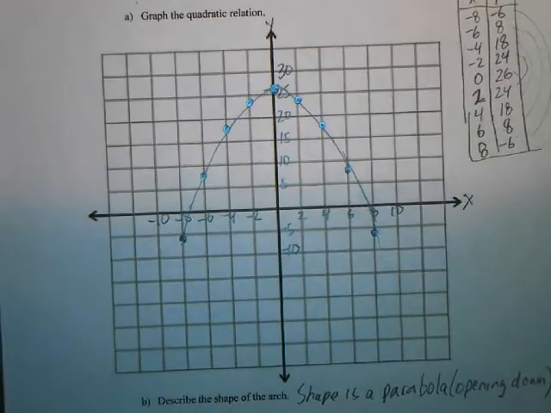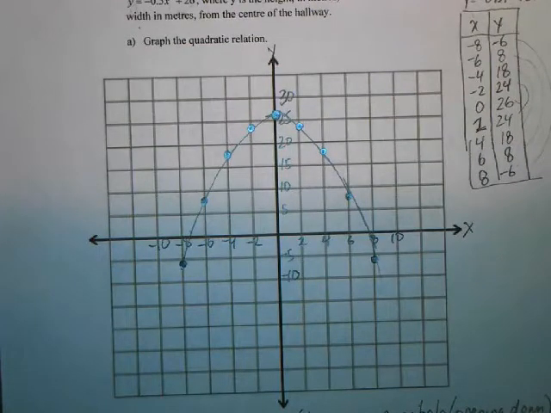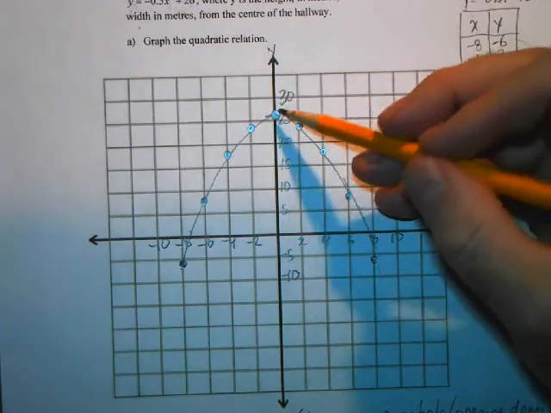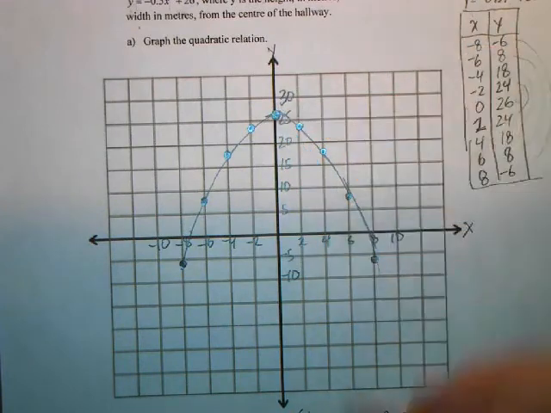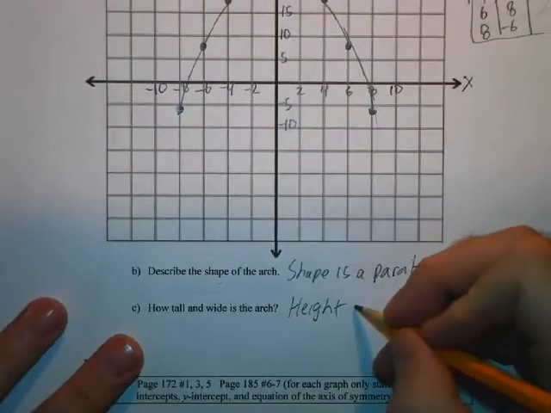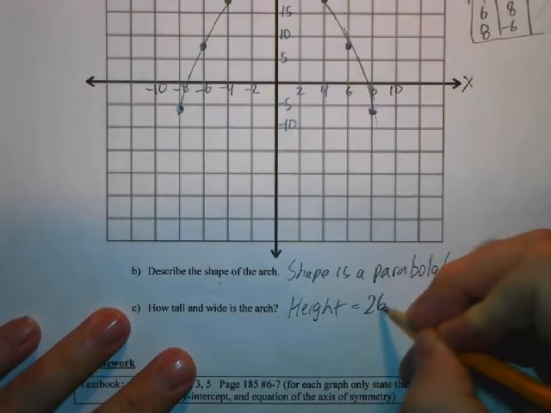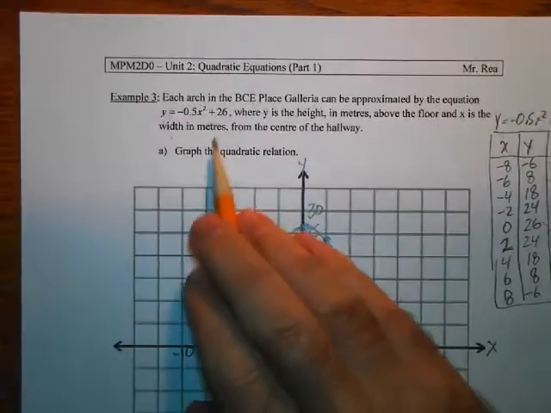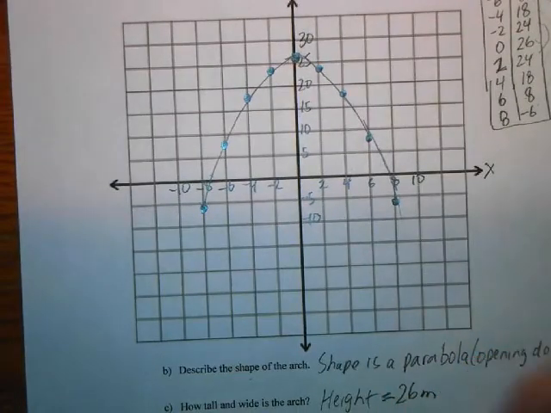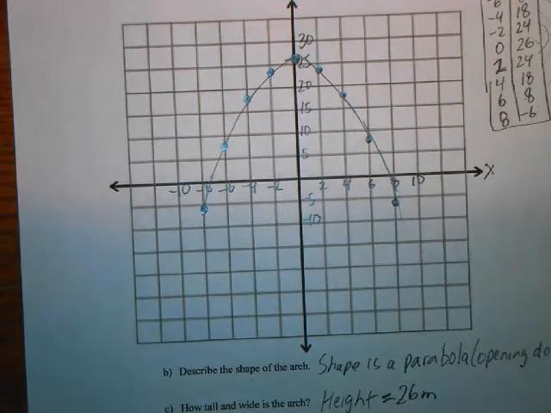Okay, how tall? Well, we'll start with this. How tall is the arch? Well, if that's the floor, it goes up to a maximum height of 26 meters. So the height is equal to 26 meters. How did I know it was meters? Well, from the description, it said y is the height in meters and x is the width in meters. Just putting 26 is not good enough, because it could be kilometers, could be millimeters. I want to know exactly how high that thing is.